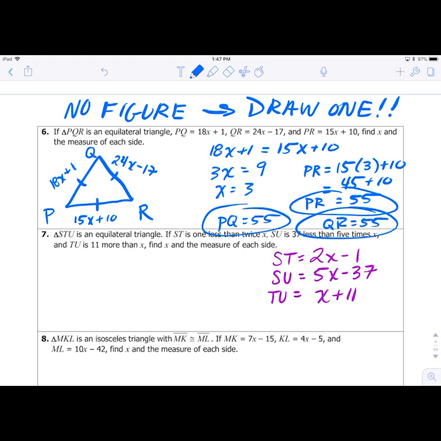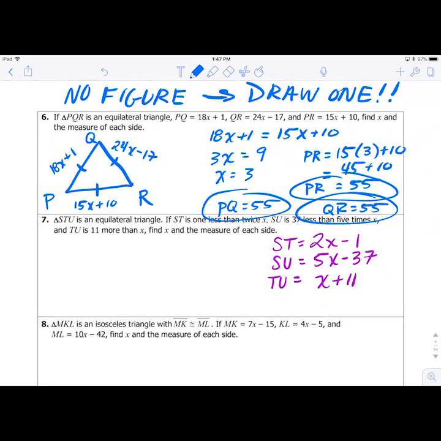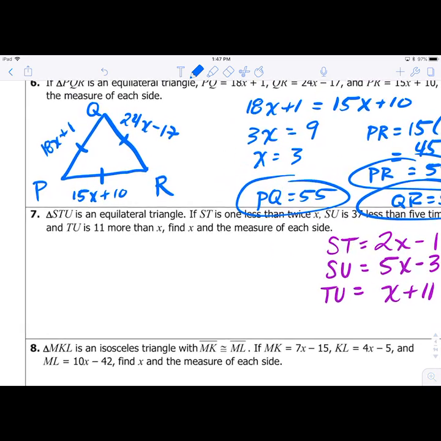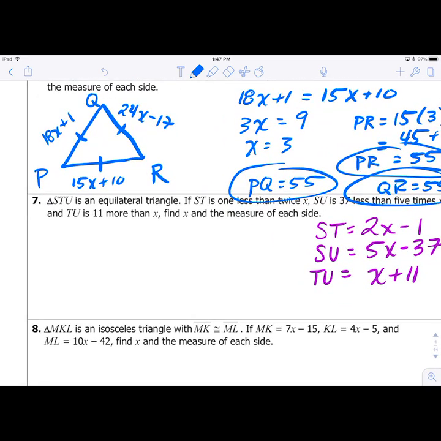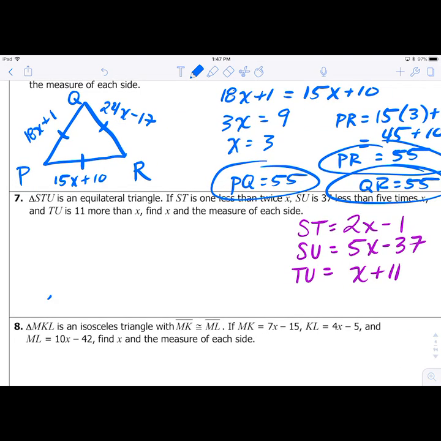All right. Now, number 7, real ugly. And the reason why number 7 is real ugly is because it doesn't give us straight up expressions. It makes us work for it, okay? And I know you guys can do this, okay? You just got to be real careful with your reading. So, for example, it says if triangle STU is an equilateral triangle, boom, stop, draw. Equilateral, bam.